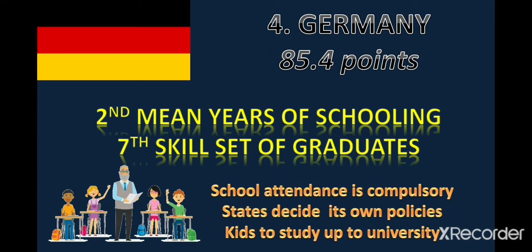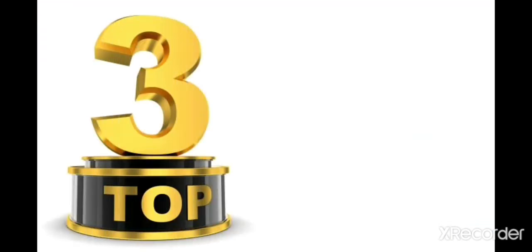The system varies throughout Germany because each state decides its own educational policies. German public education makes it possible for qualified kids to study up to the university level, regardless of their family's financial status. And now, the best 3 educational systems in the world.